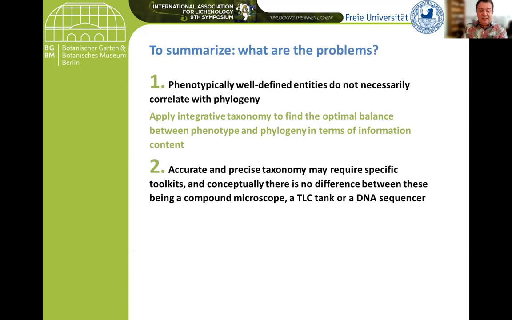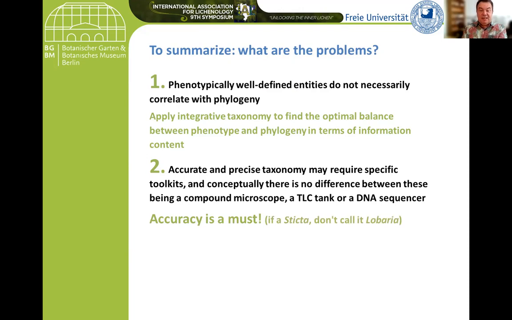And then we have the second case. It mostly applies to cryptic speciation, or where we cannot assess the characters necessary for identifying a species in the field. And so for accurate and precise taxonomy, we may require specific toolkits. And conceptually, there's no difference if this toolkit is a compound microscope, a TLC tank, or a DNA sequencer.